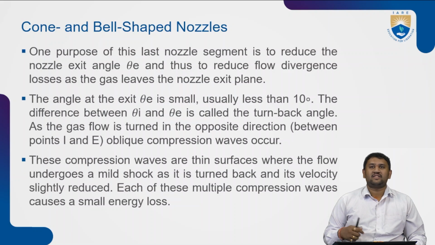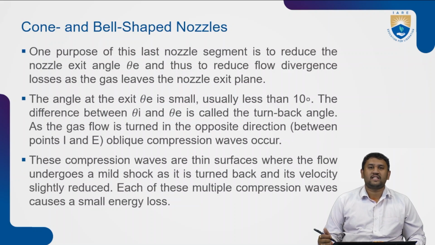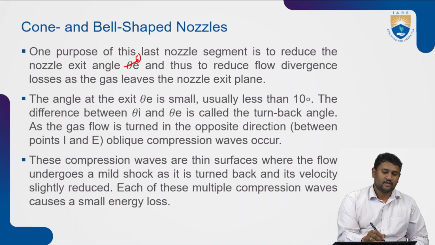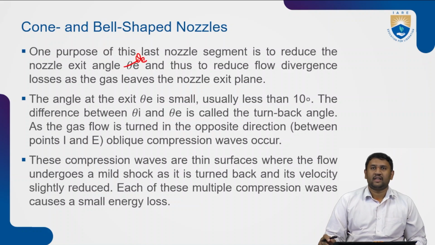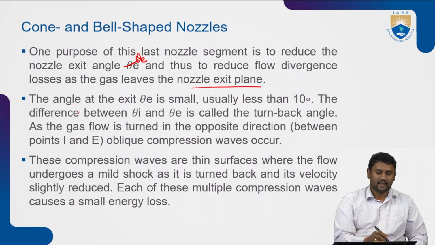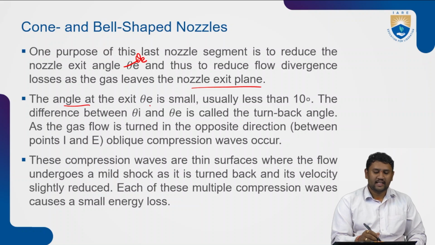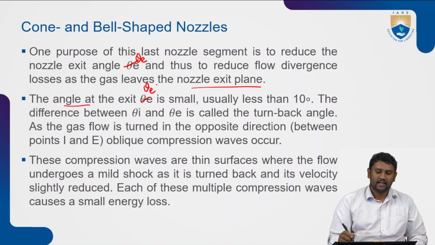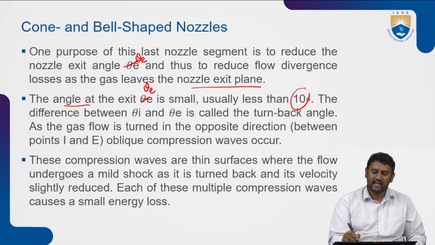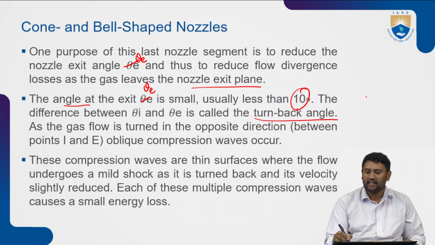One purpose of the last nozzle segment is to reduce the nozzle exit angle, that is theta E, and thus reduce the flow divergent losses as the gas leaves the nozzle exit plane. The angle at the exit, theta I, is small, usually less than 10 degrees, and the difference between both, that is the incident angle and the nozzle exit angle, is called a turn back angle.